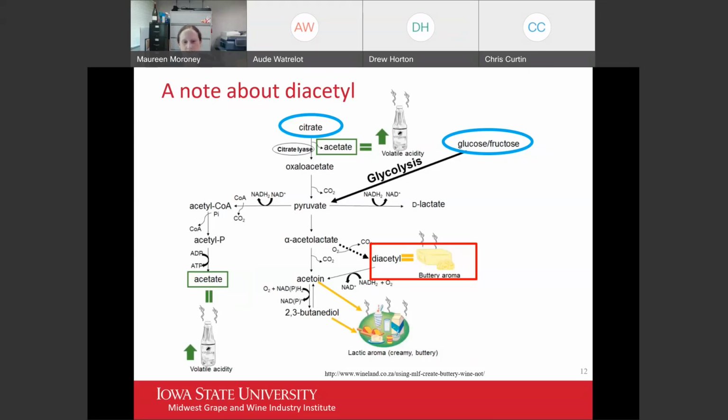So the gist is it's super complicated. There are a lot of possible causes and a lot of possible outcomes of our various aroma compounds in wine, but blaming your ML bacteria or your ML conversion for your diacetyl production, it's not quite as simple as that often.